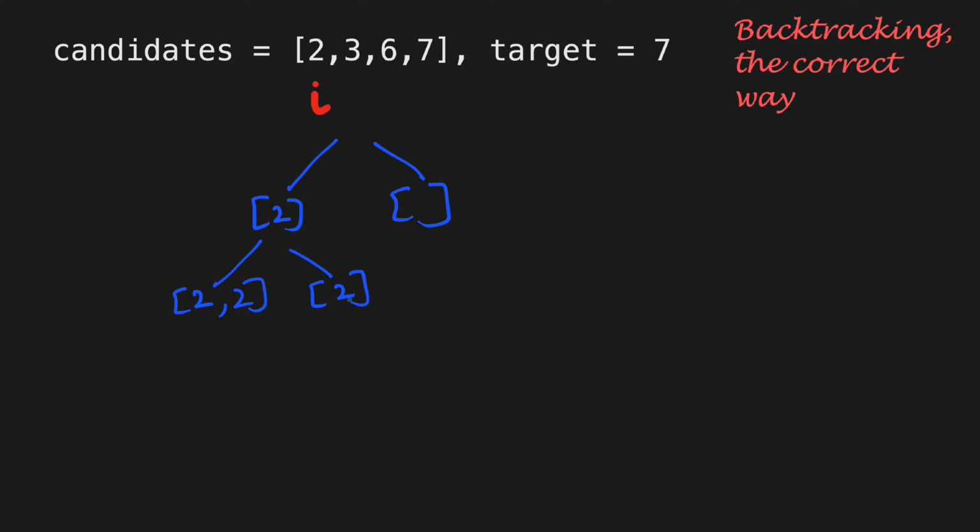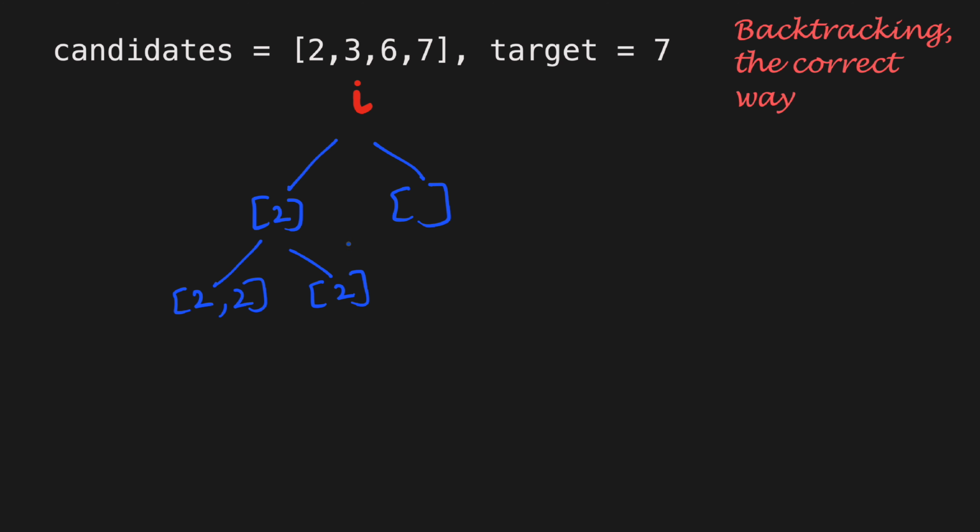Note that this process ensures that the left path is distinct from the right, and this guarantees unique combinations. On the right side, however, when we exclude 2, we will move the i pointer forward and consider the next value, which is 3. And at this stage, we repeat the same process for 3.